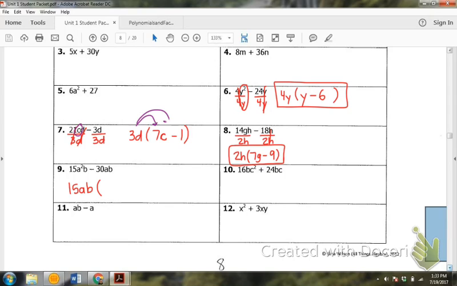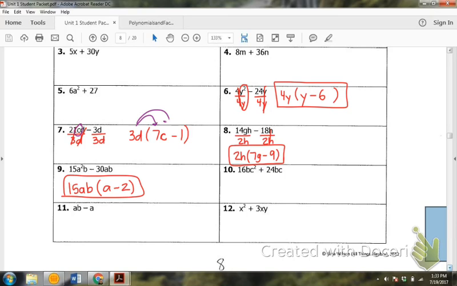Did anyone else pull out 15AB? Look around. Do you see how many hands are raised? That means everyone else pulled it. Okay, then what's left in the parentheses? A minus 2. Anyone else get A minus 2 in parentheses? Yep. Allison, take a look around. Boom. Excellent. 15AB times A minus 2. All right, number 10, Dalton.